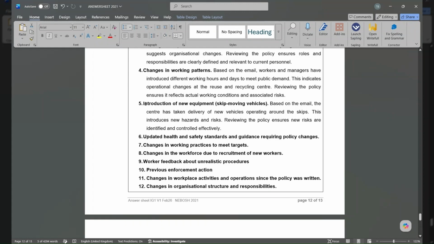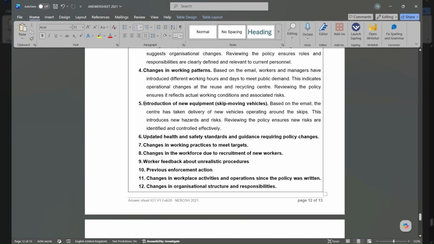Number 5, introduction of new equipment, in brackets, skip moving vehicles. The scenario link: based on the email, the center has taken delivery of new vehicles operating around the skips. This introduces new hazards and risks. Reviewing the policy ensures new risks are identified and controlled effectively. This I have answered using the NEBOSH golden answering technique, which is the point followed by the scenario link, and then lastly, the explanation or the reason.